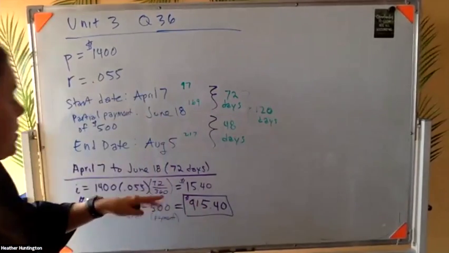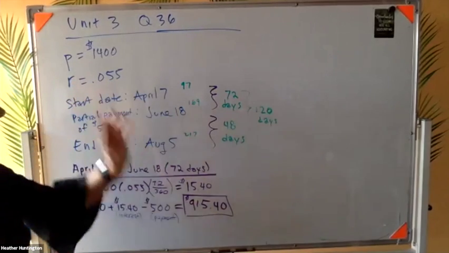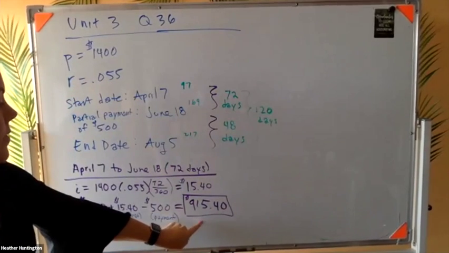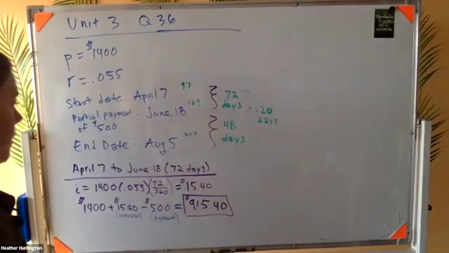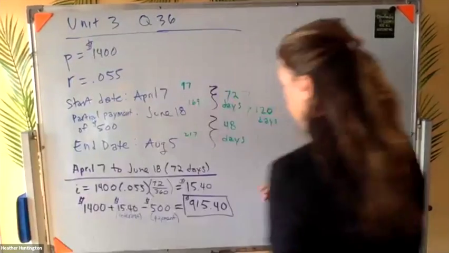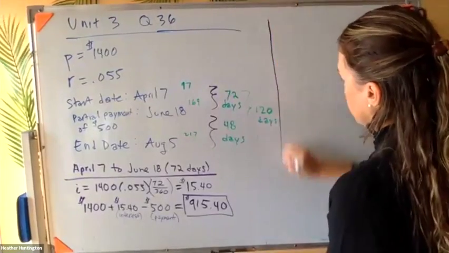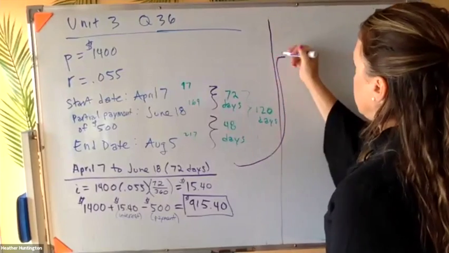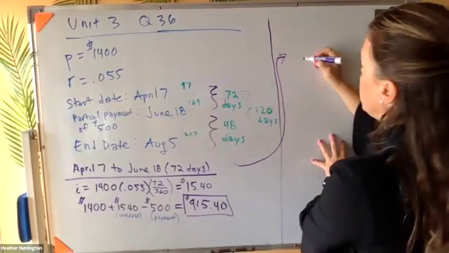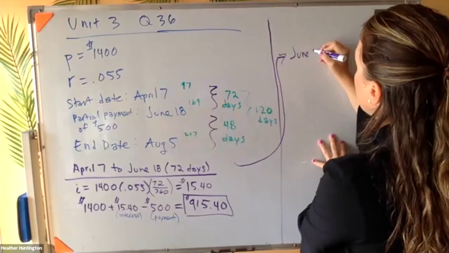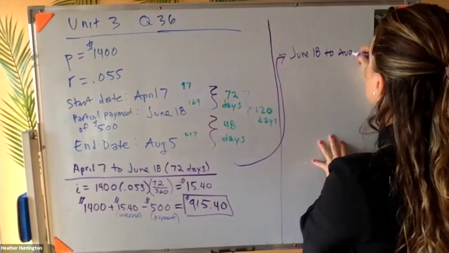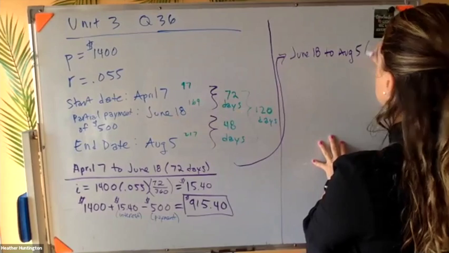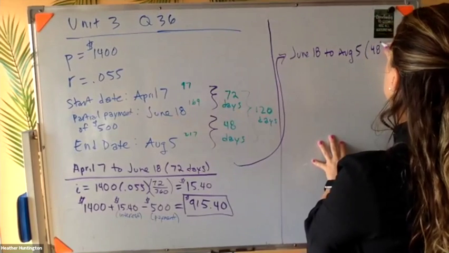So now this person is going to be paying 5.5% on only the $915.40, not on the $1,400. Okay, so next. The second period is going to be from June 18 to August 5th. And this is only 48 days.